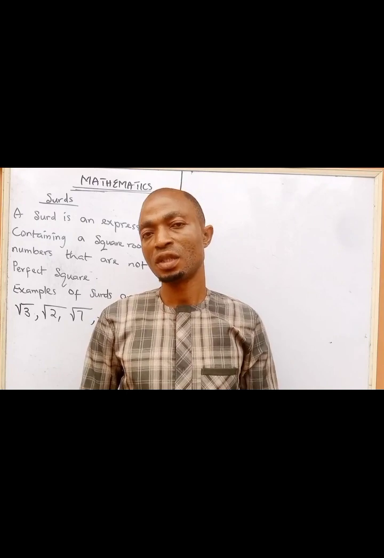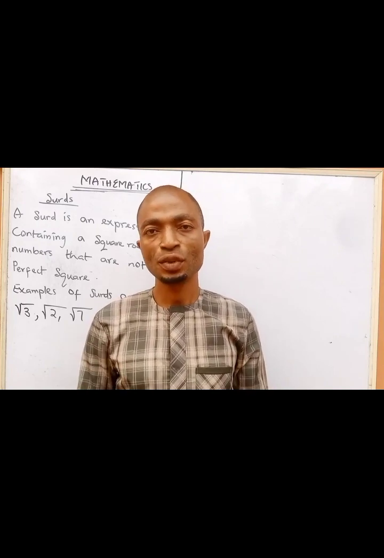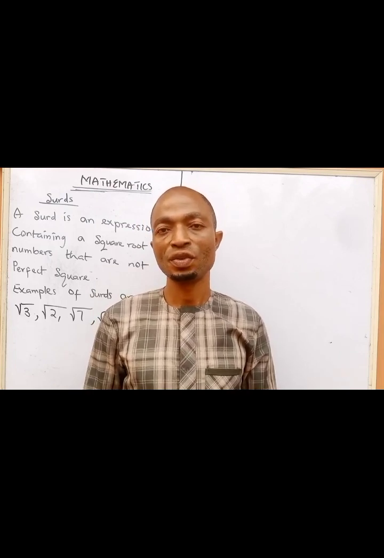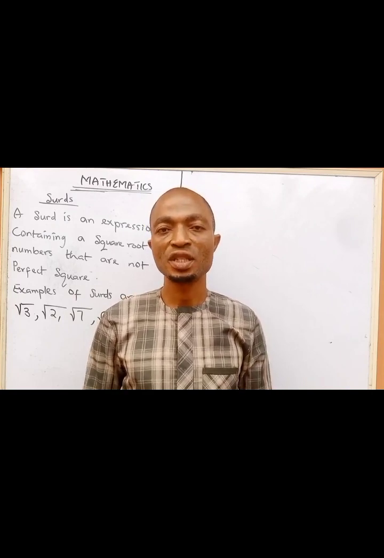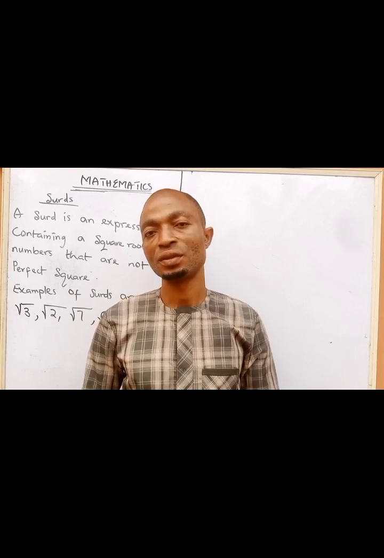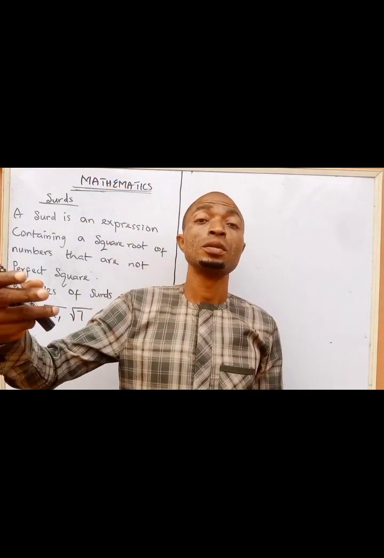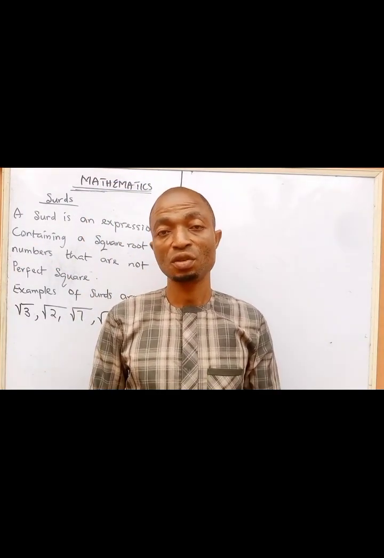3 also is not a perfect square. If you find the square root of 3, we will not get a definite answer. So the square root of 3 is going to give us an irrational number because it cannot be expressed as a fraction. It cannot be expressed as a ratio of 2 numbers. So in that case, it is an irrational number.